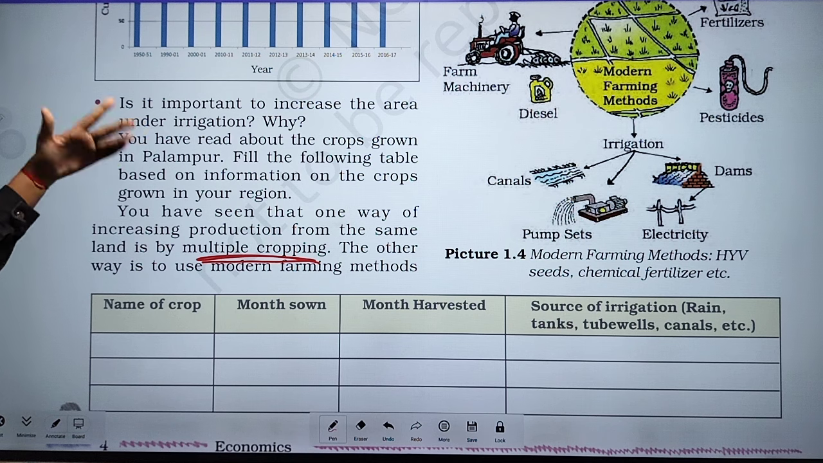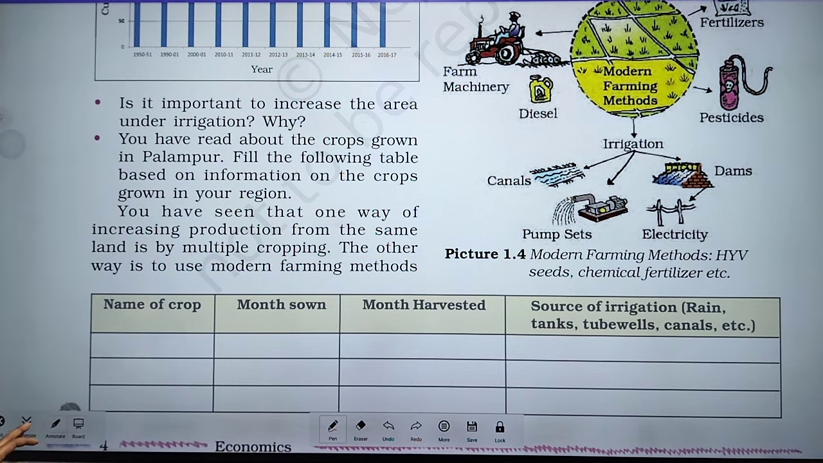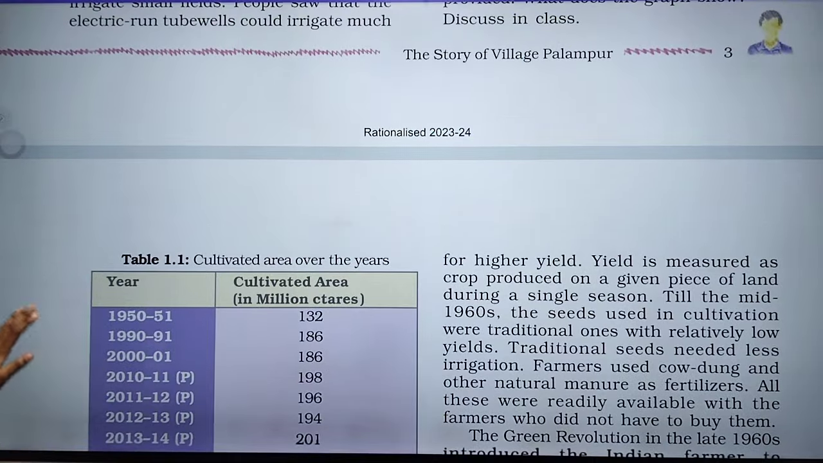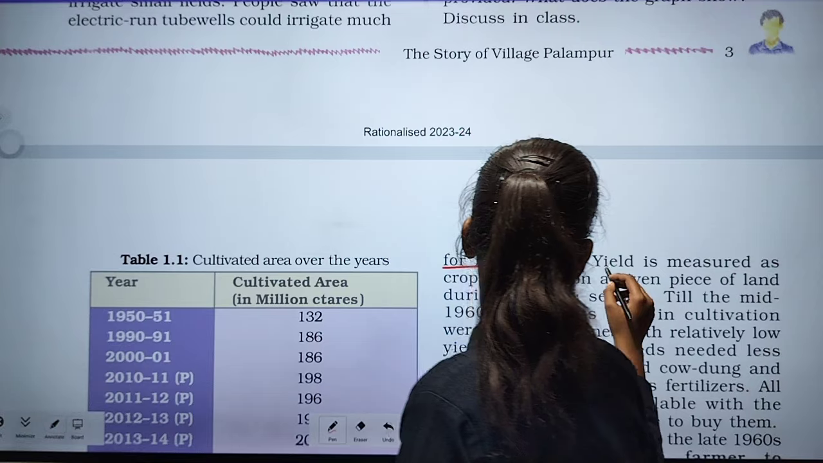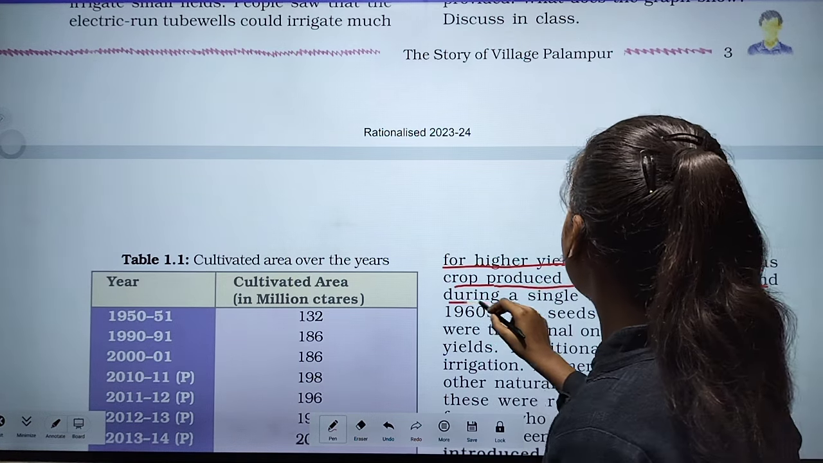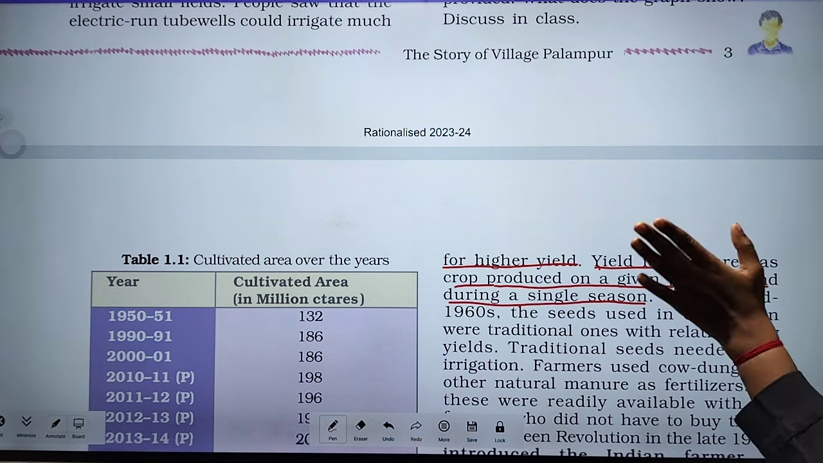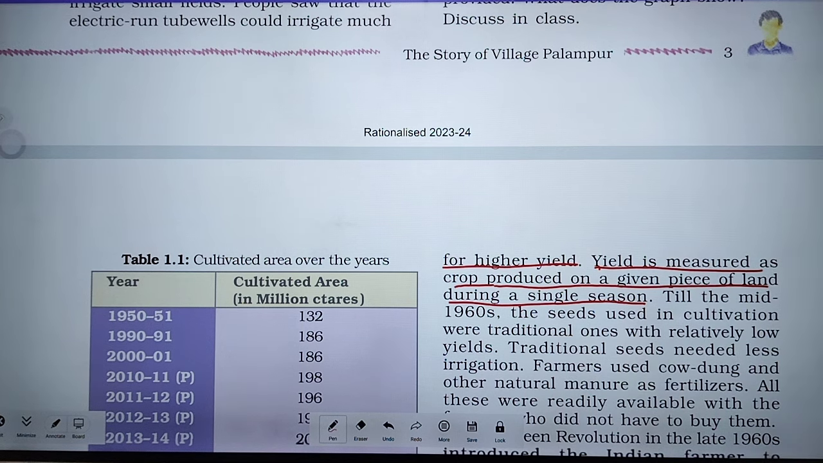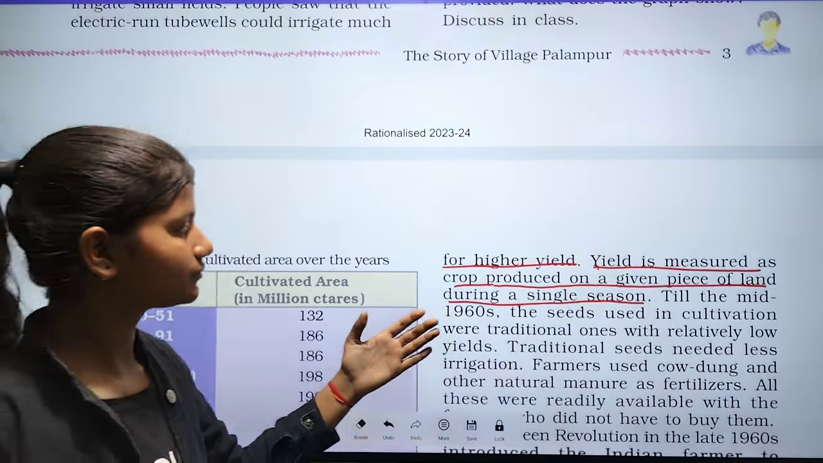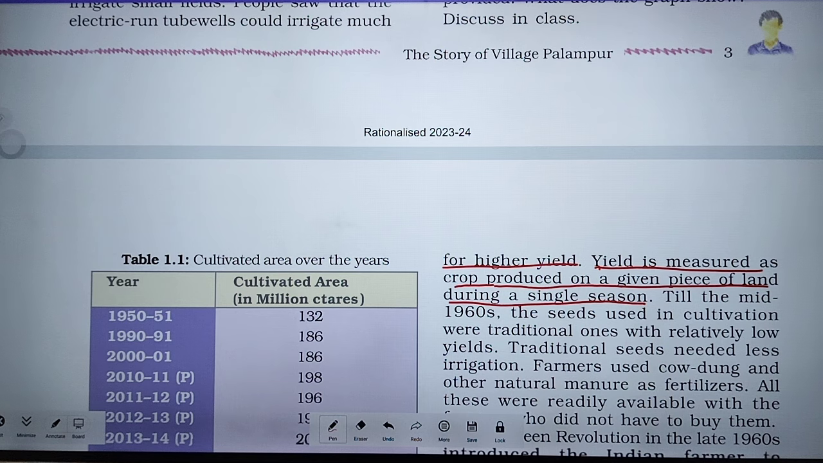In the previous page, the other way is to use modern farming methods for higher yield. Yield is measured as the crop produced on a given piece of land during a single season.